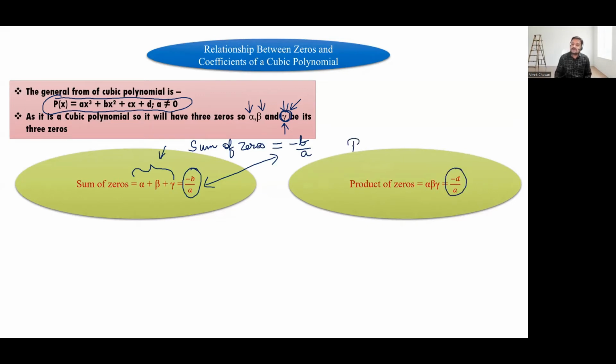और वहां पे क्या था quadratic के केस में? What was product of zeros in case of quadratic? It was c upon a. So understand the difference also. क्या क्या changes हो रहे हैं in the equation? Here product of zeros is what? It is minus d upon a.